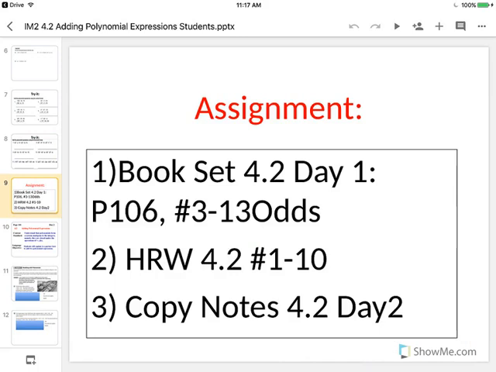Right, so that's the end of our notes for Module 4.2 Day 1. For your assignment, you have your book set, and you have your HRW for 4.2. Also, please copy down the notes for 4.2 Day 2.